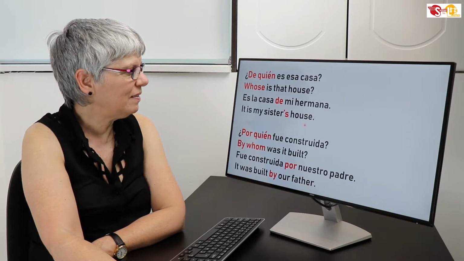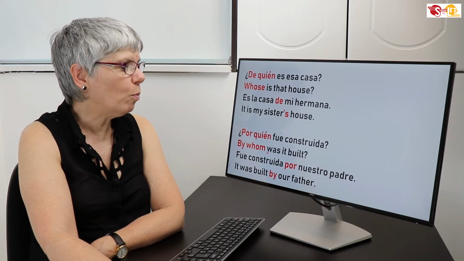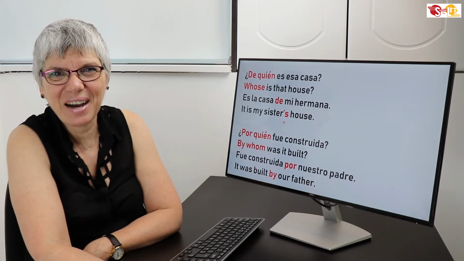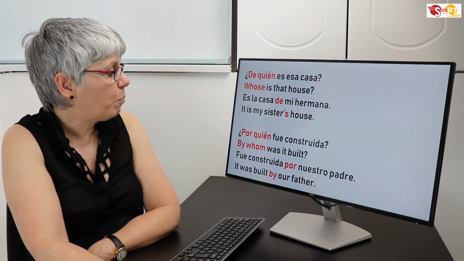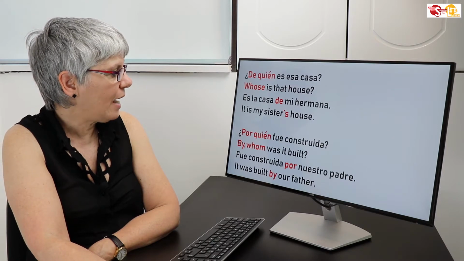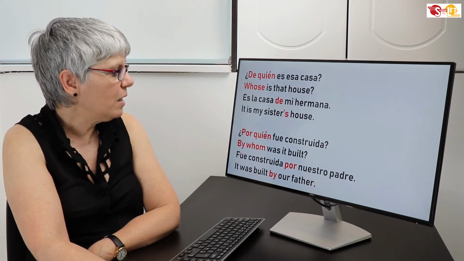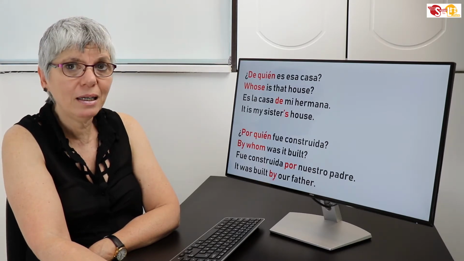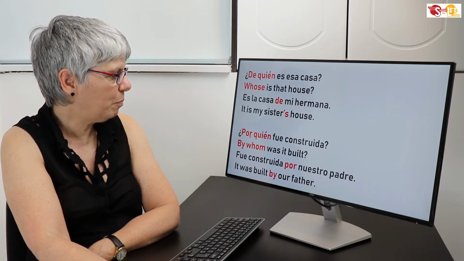Okay? My sister's house. Now, ¿por quién fue construida? By whom was it built? I continue talking about the house, my sister's house, la casa de mi hermana. So, by whom was it built? ¿Por quién fue construida? In this case, ¿por quién is by whom? Okay? Fue construida por nuestro padre. It was built by our father.